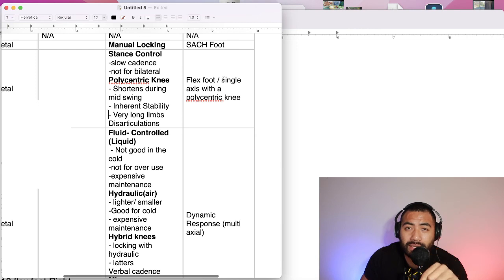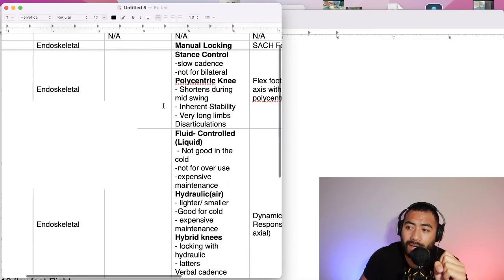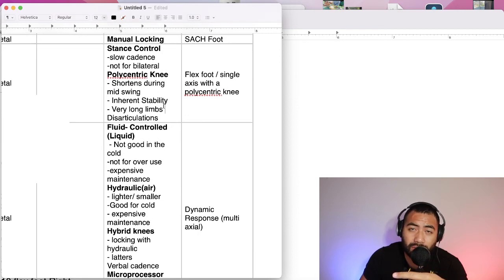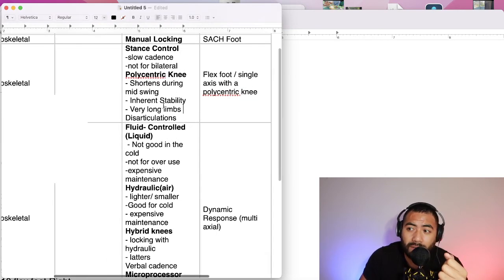This second section is mainly for people with hip disarticulations. Single axis and polycentric knees are really good for stabilizing, for a lot of stabilization. For hip disartics that's really great. If there are stability issues, that's actually really great too, just for normal transfemoral as well.